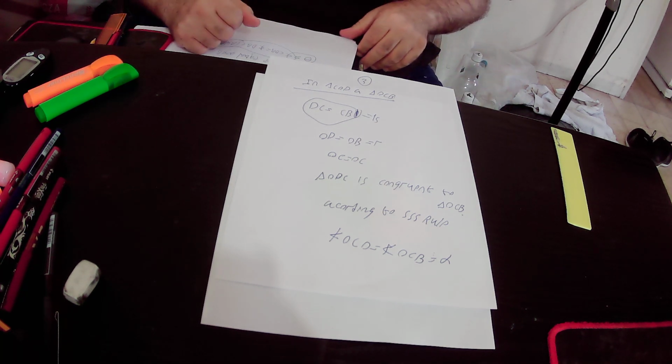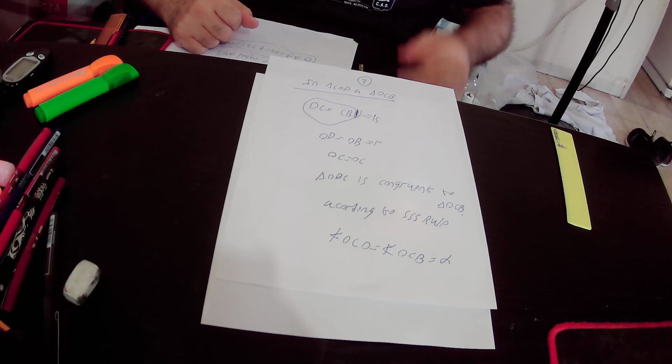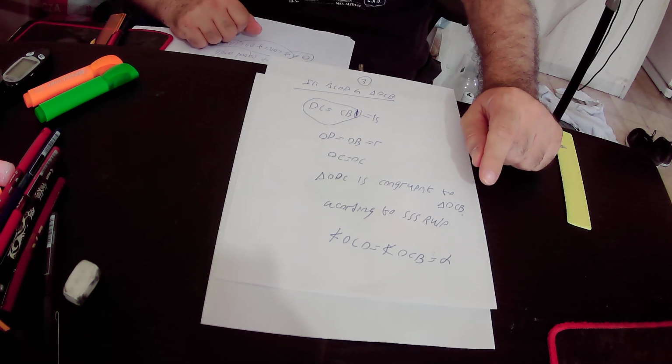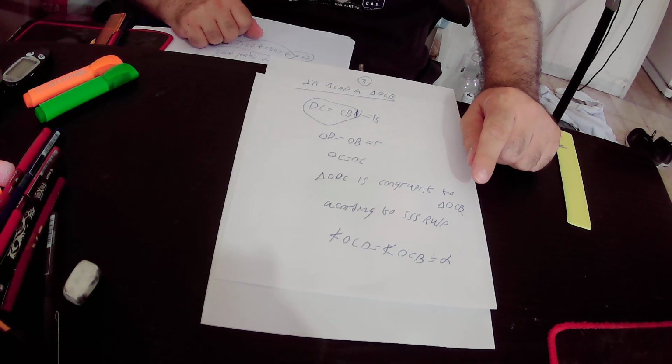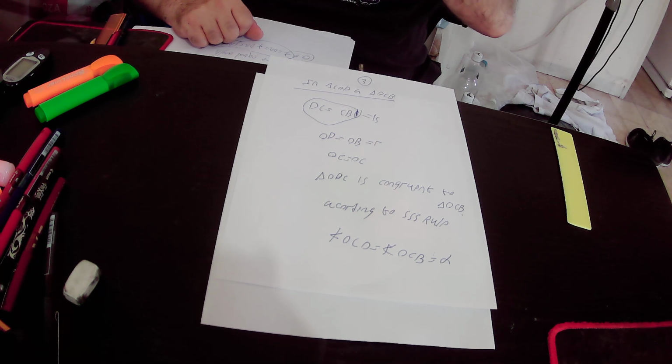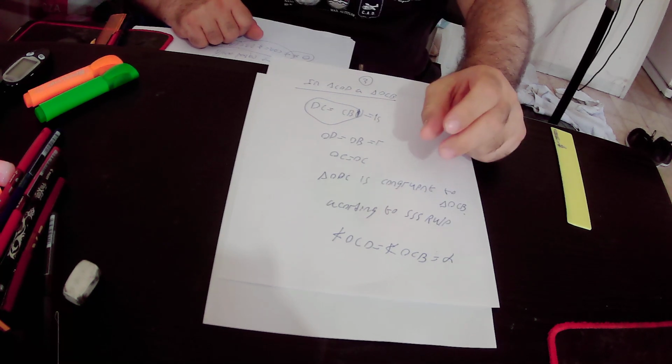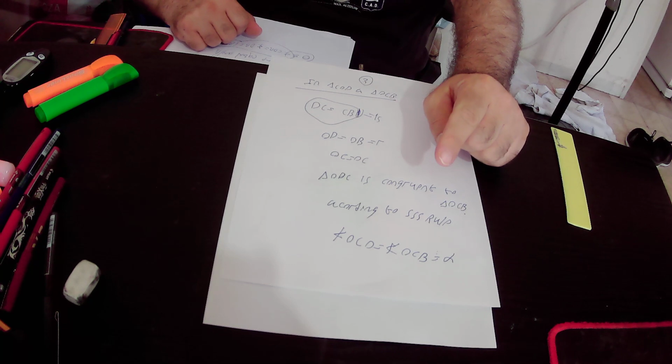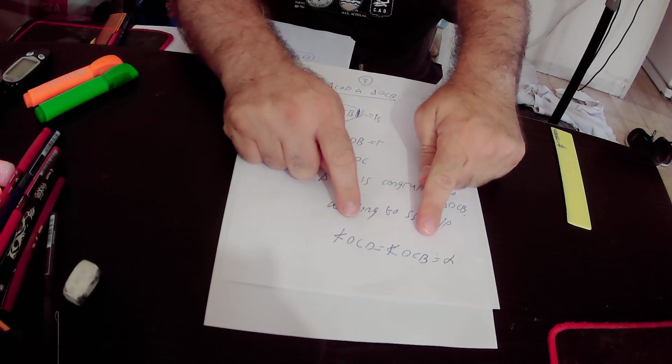Therefore, the green triangle is congruent to the orange triangle according to the side rule. The side rule states that if all the sides of one triangle are equal to all the sides of the other triangle, then those triangles are congruent to each other. Therefore, the green triangle is congruent to the orange triangle. And from the fact that the orange triangle is congruent to the green triangle, we can deduce that angle OCD equals angle OCB.